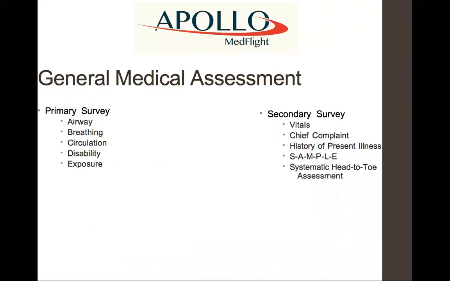So our general medical assessment here, you've got two sections. You have your primary survey and your secondary survey. This is all stuff we've gone over before, hopefully, several years ago when you started your career, with our A, B, C, D, E, and our vitals, chief complaint, all that stuff. All this should be a refresher, but we'll cover the primary survey a little more in depth than the secondary survey, but it should be covered. You should have a base level of knowledge that goes along with this.